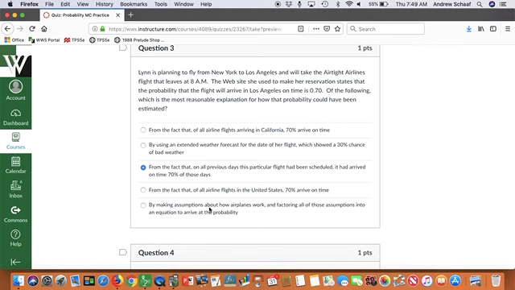For our purposes, the law of large numbers in this case says that over time, as this flight occurs more and more times, the percentage of the time that it arrives on time in the long run approaches its real probability. And in this case, that would be 70% according to the question.